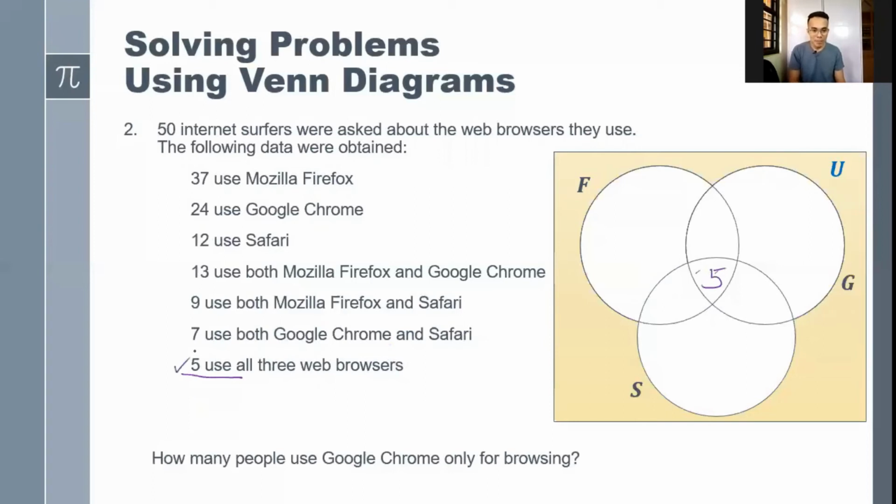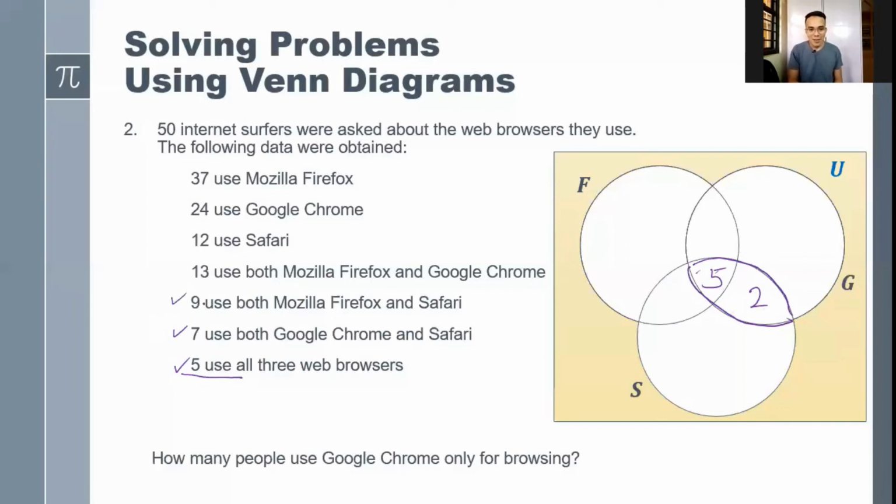We're done with this. It says here 7 use both Google Chrome and Safari. Google Chrome and Safari, S and G. Where's the common region between S and G? This is the common region between S and G. We have here a total of 7, but look at this. We already have 5 inside this common region, so we need 2 more, right? And where do we write 2? Here. So we have now a total of 7.